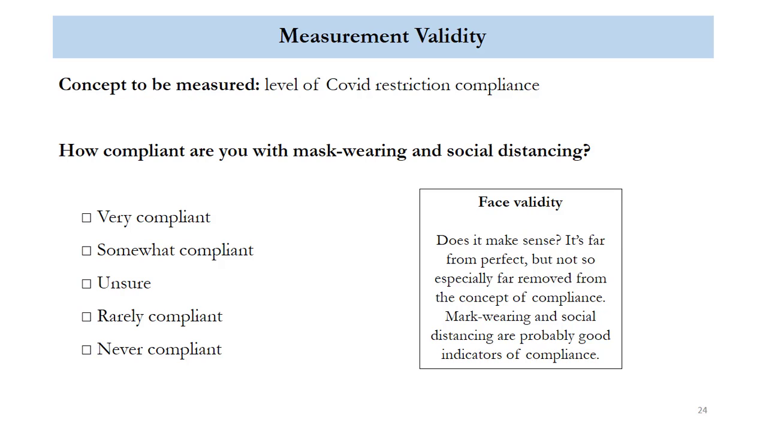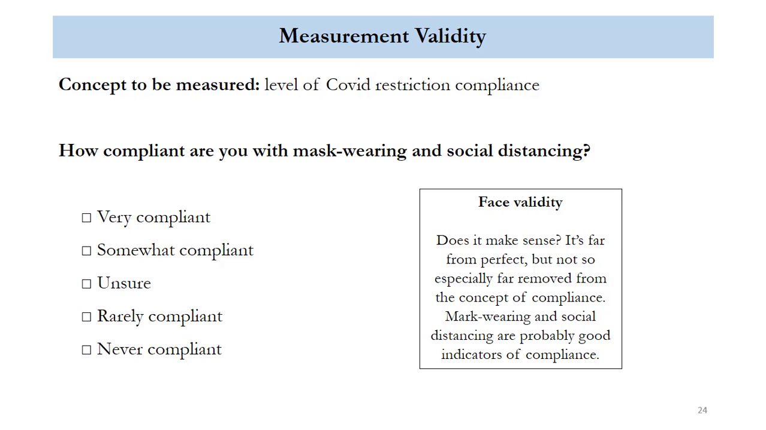So let's imagine in this case, we're just asking one question, on a 5-point scale: how compliant are you with mask wearing and social distancing? If we're asking whether that measure is face valid, we're asking, does it make sense? It's not perfect, but it's not totally far removed. Somebody can read that and we can be fairly confident that they'll understand what we're talking about. It points pretty specifically toward COVID-19 regulations. It doesn't say it, but if we're asking someone in 2020 about mask wearing and distancing, it is probably a reasonable indicator.